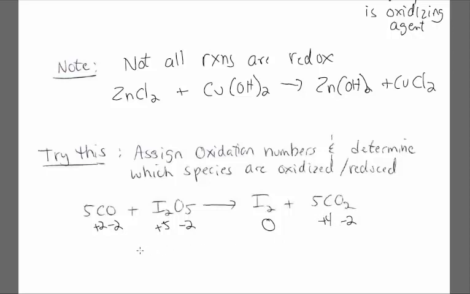Then look at what's changed. The carbon went from +2 to +4. That's an oxidation. So it was oxidized. The other thing that changed was iodine. It went from +5 to 0 when the reaction occurred, so it was reduced.